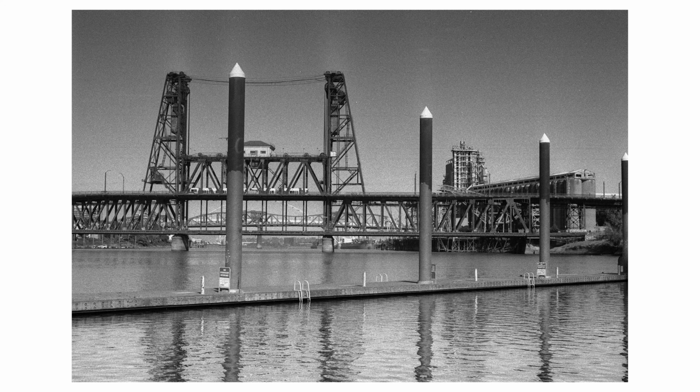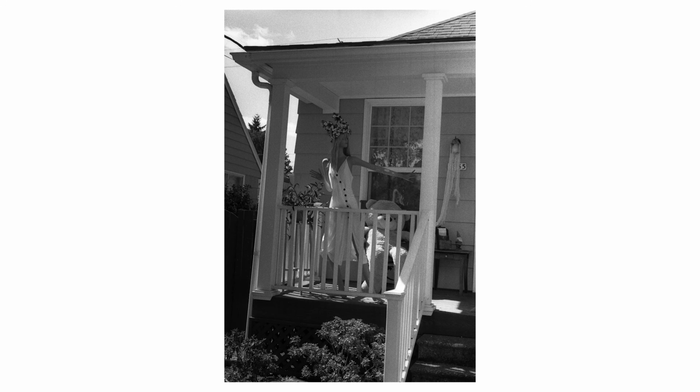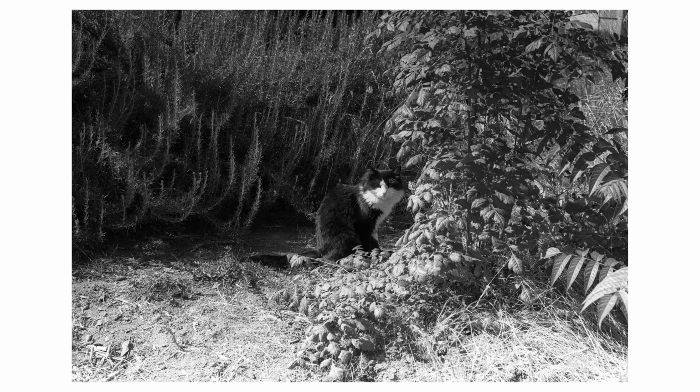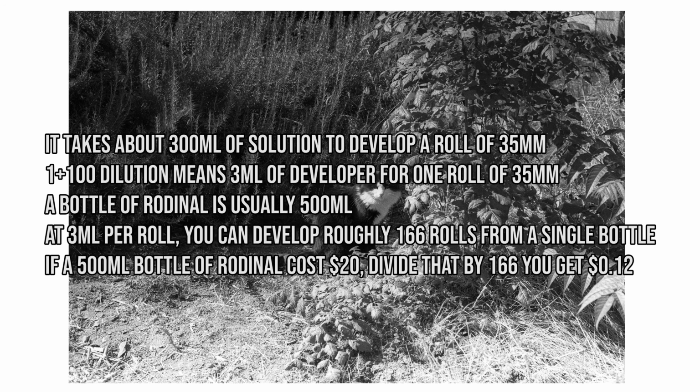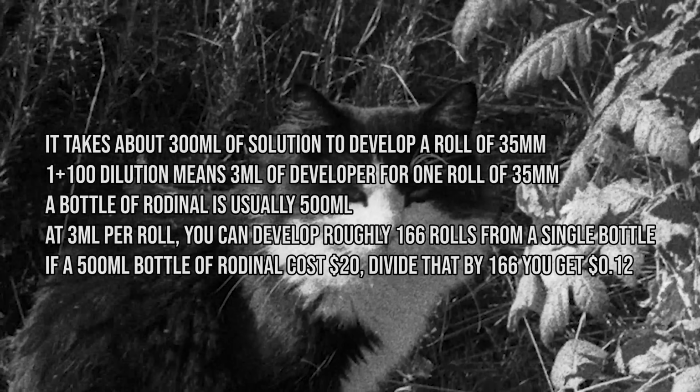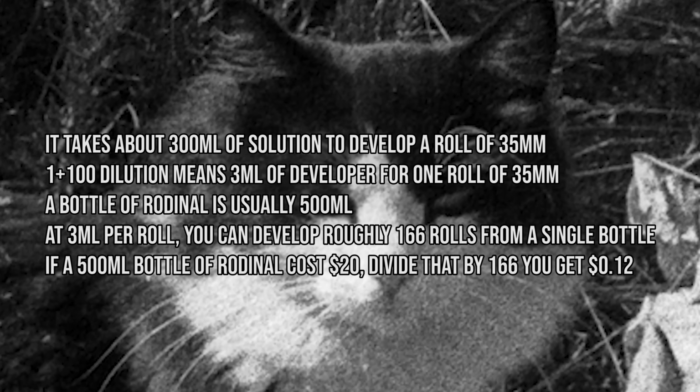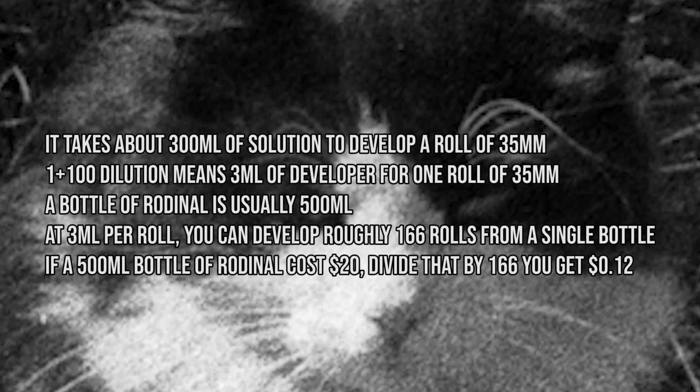For stand development, I normally dilute it to 1 to 100, and at that point you're using a negligible amount of developer. For example, if you paid 20 bucks for a 500 milliliter bottle of Rodinal, at a 1 to 100 dilution, you could develop about 166 rolls of 35 millimeter, which breaks down to about 12 cents a roll.